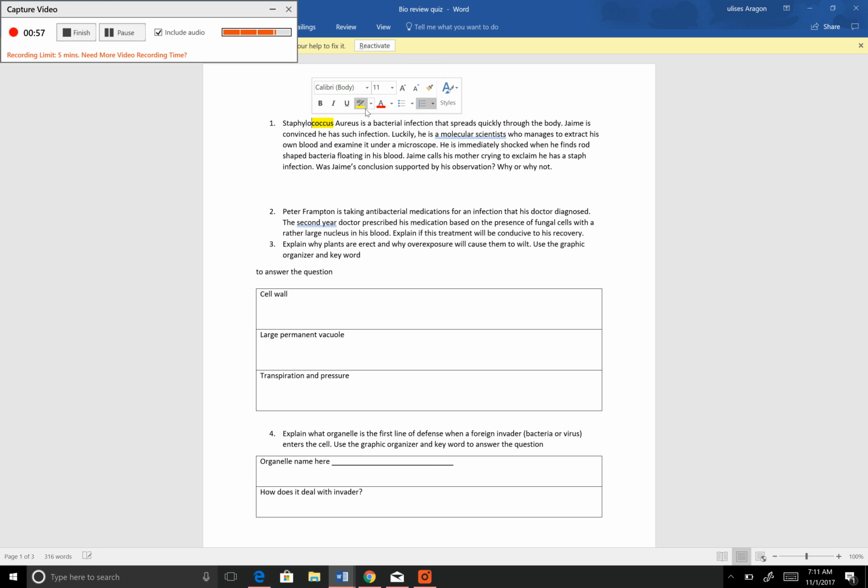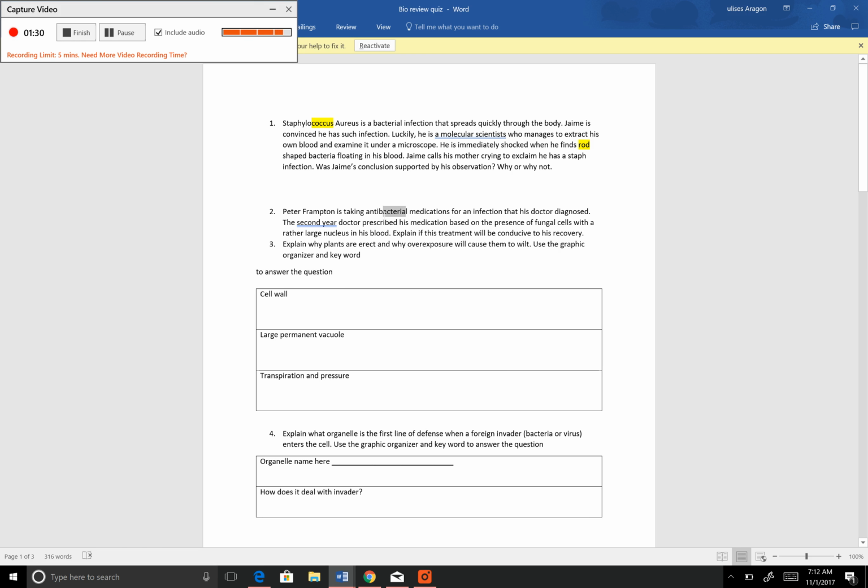Now, if you guys remember back in the work plan, check this out. Coccus means what? It means circle, right? Or sphere. He looks at it under a microscope and notices that it is a rod. So, therefore, it can't be a staph infection because it's not a coccus shape. The bacteria that he looked at under a microscope was rod. So it was a different shape, which means it was a different bacteria. Okay? Alright.